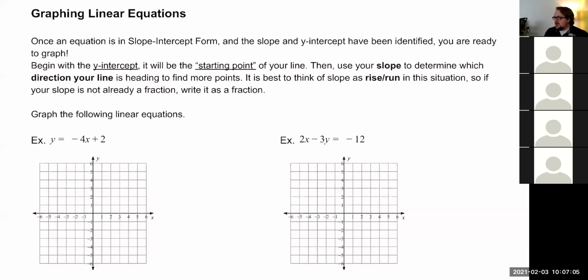With our starting point, we can then use the slope to determine which direction it's going. Is it going up? Is it going down? Up to the left, up to the right, down to the left, down to the right? Where's it going, and how quickly is it going there, so how steep is it? The recommendation is that it is best to think of slope as rise over run in this situation. So if your slope is not already a fraction, write it as a fraction.